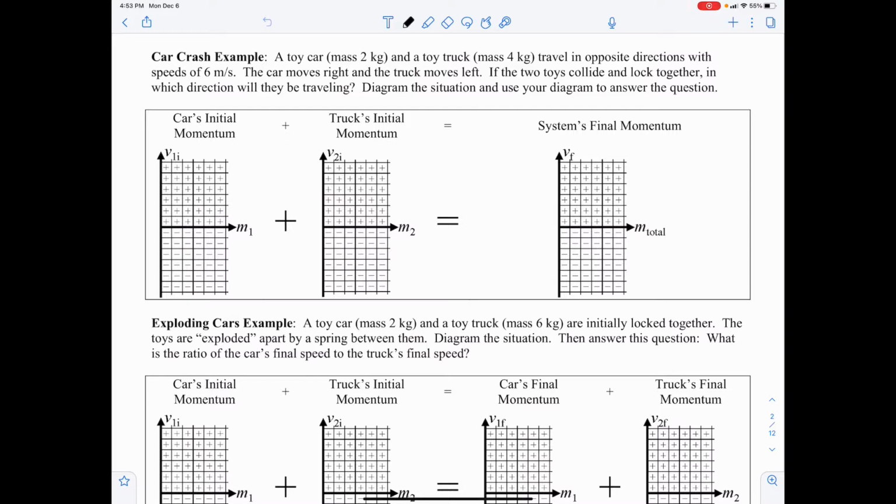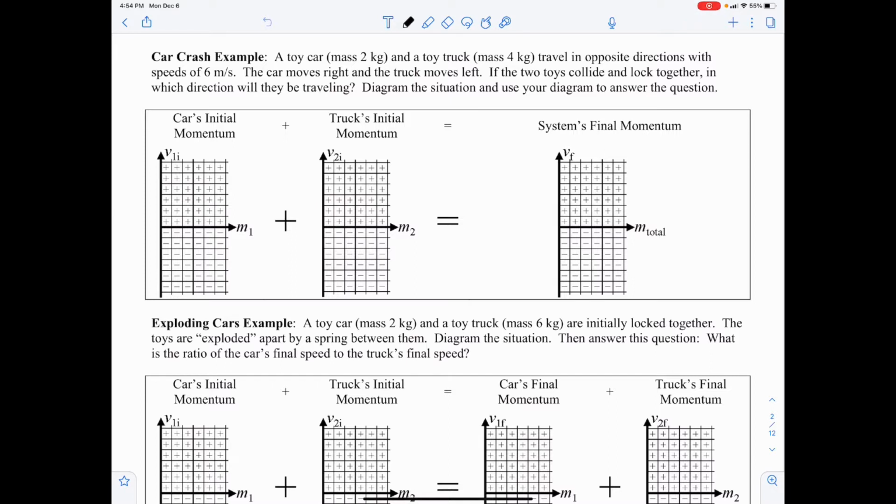Read along with me, please. A toy car of mass 2 kilograms and a toy truck of mass 4 kilograms travel in opposite directions with speeds of 6 meters per second. The car moves to the right and the truck moves to the left. If the two toys collide and lock together, in which direction will they be traveling? Diagram the situation and use your diagram to answer the questions.